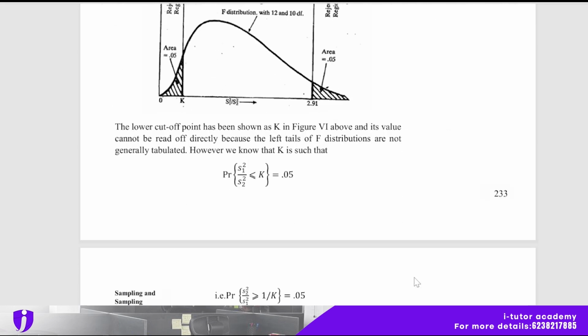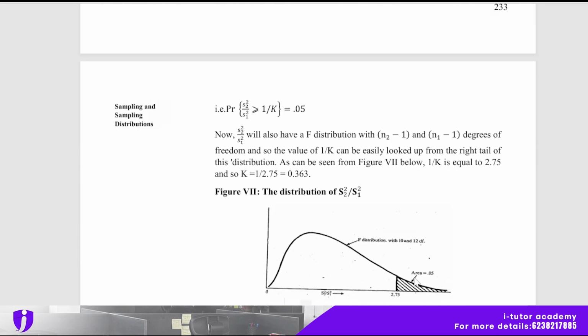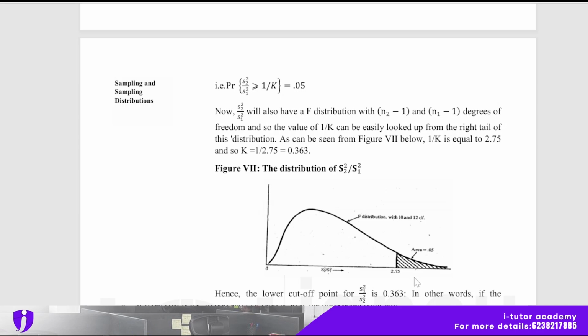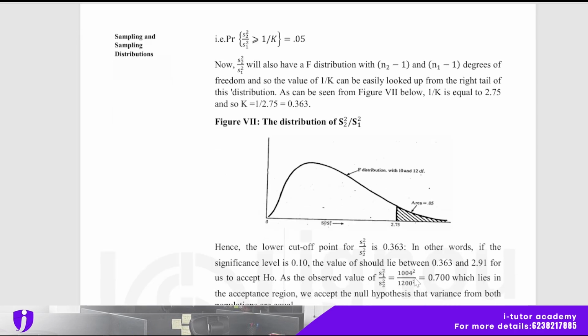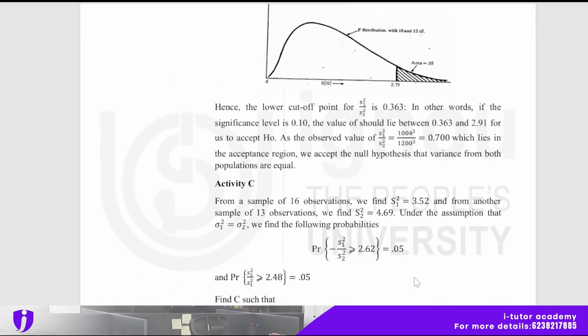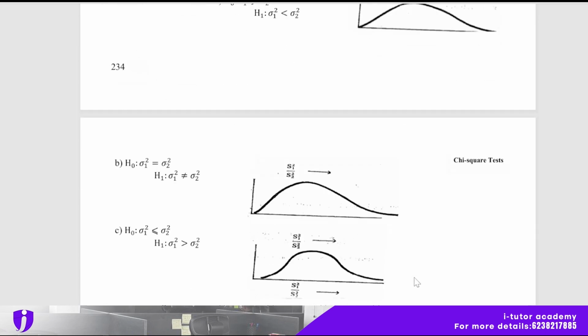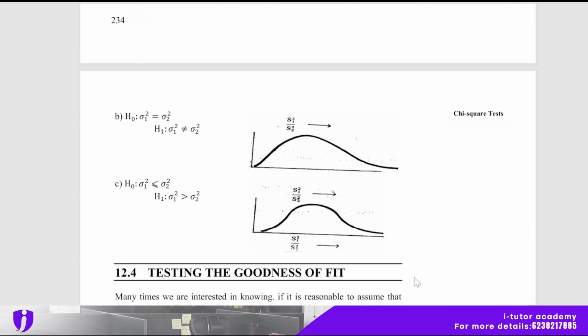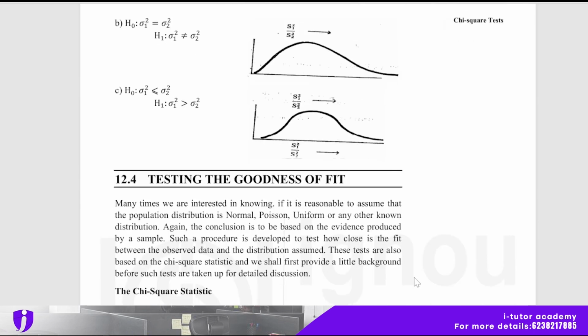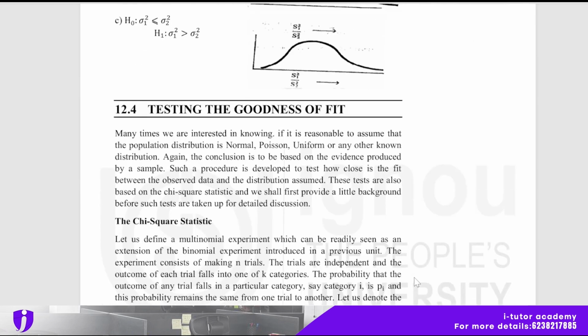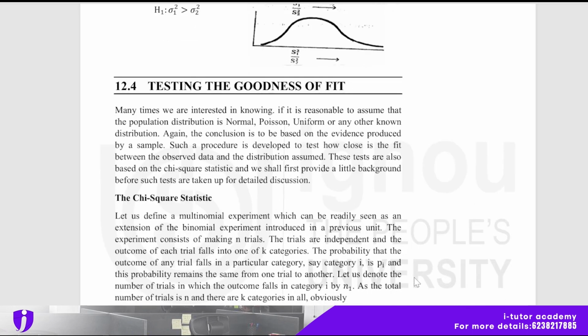So you just analyze this from your IGNOU study material, and the distribution of S1 square divided by S2 square is also here, and Activity C and Activity D are here for this section. And testing the goodness of fit. Many times we are interested in knowing if it is reasonable to assume that the population distribution is normal, Poisson, uniform or any other known distribution.